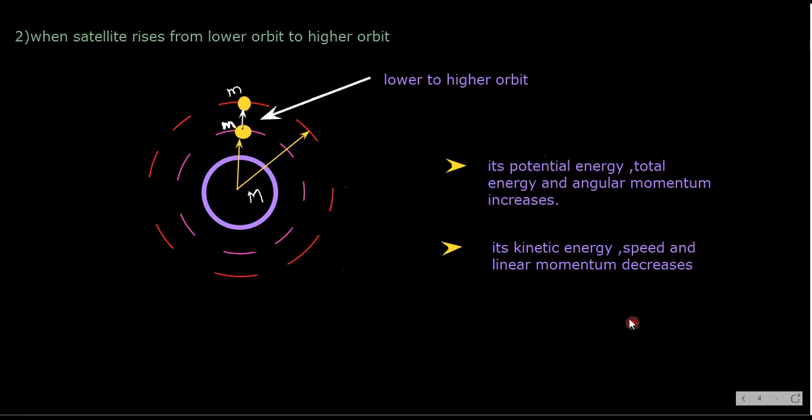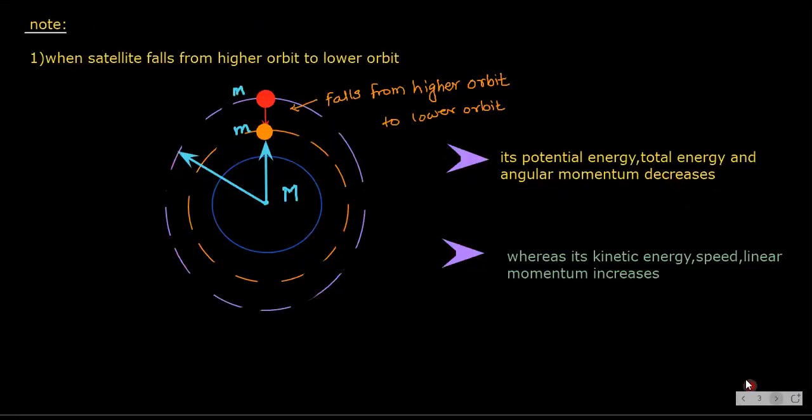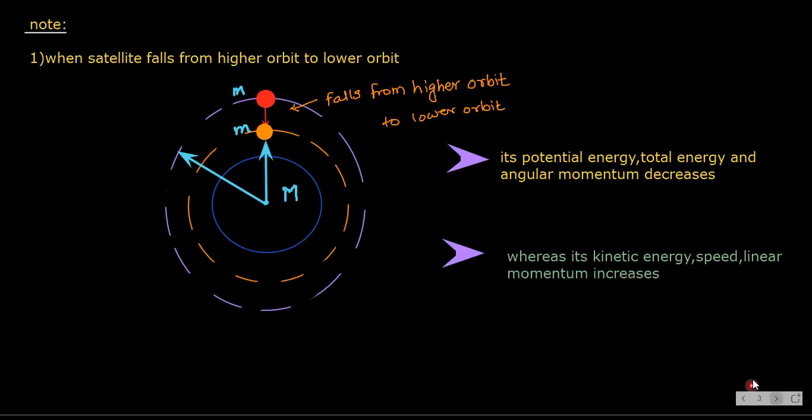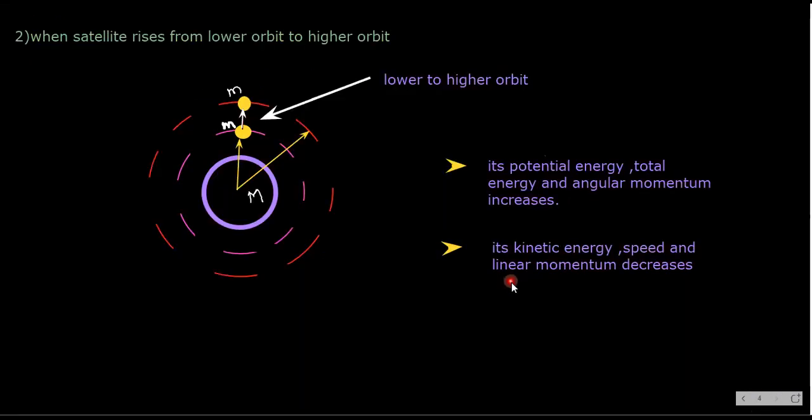Whatever the things were in the previous case, the reverse of that is in the second case. You can see its potential energy, total energy, and angular momentum increase. In the previous one, it was decreasing. So here it increases, and its kinetic energy, speed, and linear momentum decrease, whereas in the first case it was increasing. Understand? Clear? So note down this also.